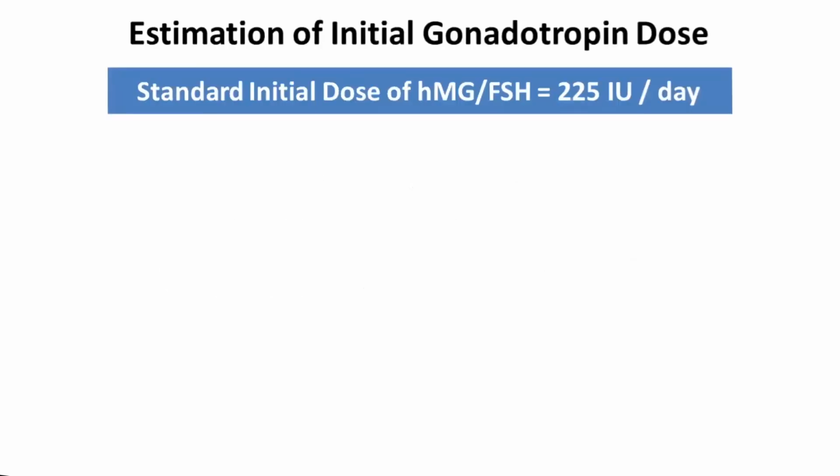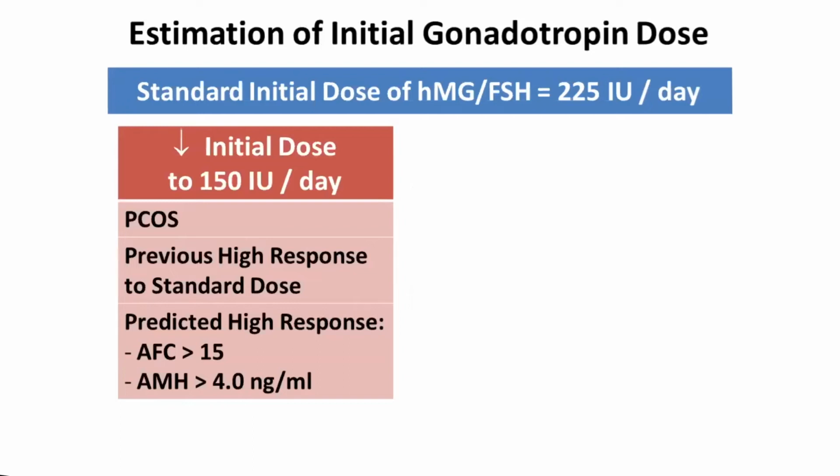The standard initial dose is 225 international units per day. We decrease the initial dose in women known to have PCOS or have previous high response to standard dose, or if she has ovarian response tests that predict high response, that is to have antral follicle count more than 15 or AMH more than 4 nanogram per milliliter. If we have these parameters, the initial dose should be reduced to 150 rather than 225 international units per day.